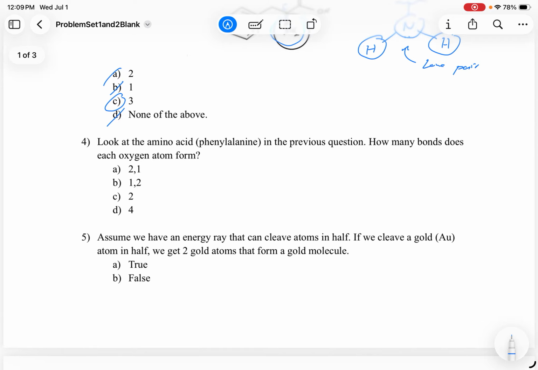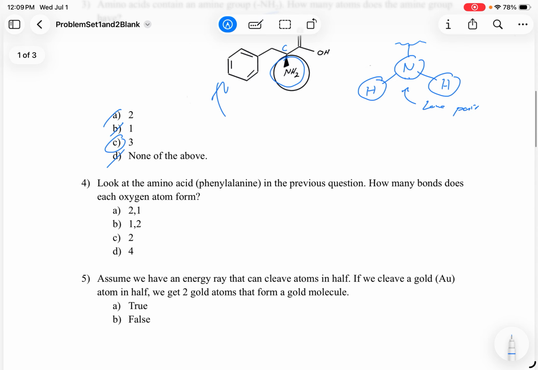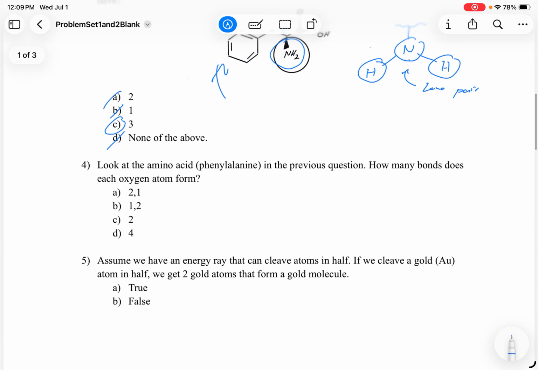I'm trying to go as fast as possible. If you guys have any questions, please just let me know. Look at the amino acid phenylalanine in the previous question. How many bonds does each oxygen atom form? Okay, so in lecture we went over the organic line structure, which will be what the phenylalanine will be of. So the question is asking how many bonds does each oxygen form, and let me rewrite the phenylalanine.